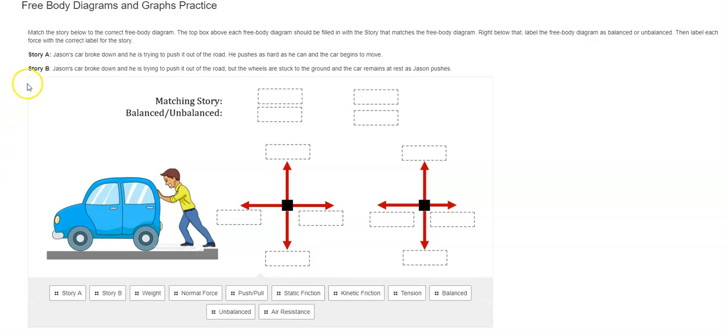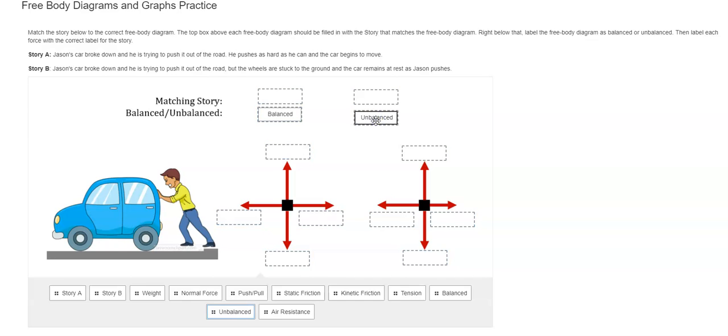So if you see here, there's two stories and there's two free body diagrams. One of these free body diagrams is going to match story A and one is going to match story B. One of the things you might want to do to start is looking at these two free body diagrams. You should be able to tell which one is balanced and which one is unbalanced. The one where the arrows are all the same length is going to be balanced. So I can go ahead and label this one right away. This one is going to be unbalanced because our horizontal forces are not balanced. So I'm going to label this as unbalanced.